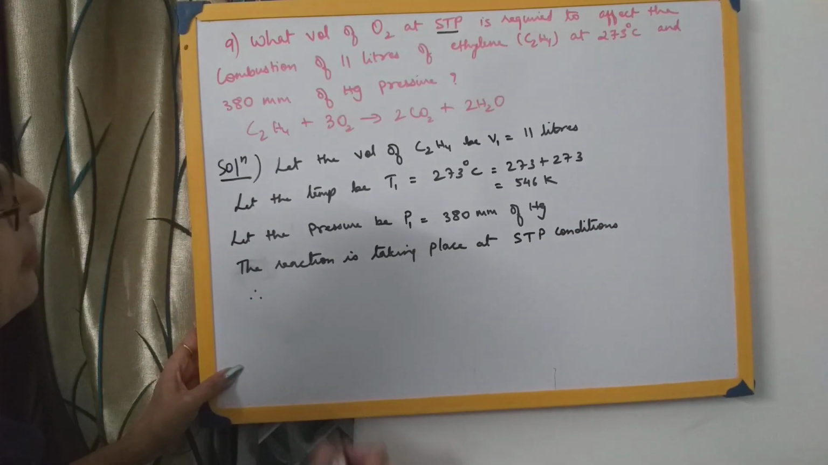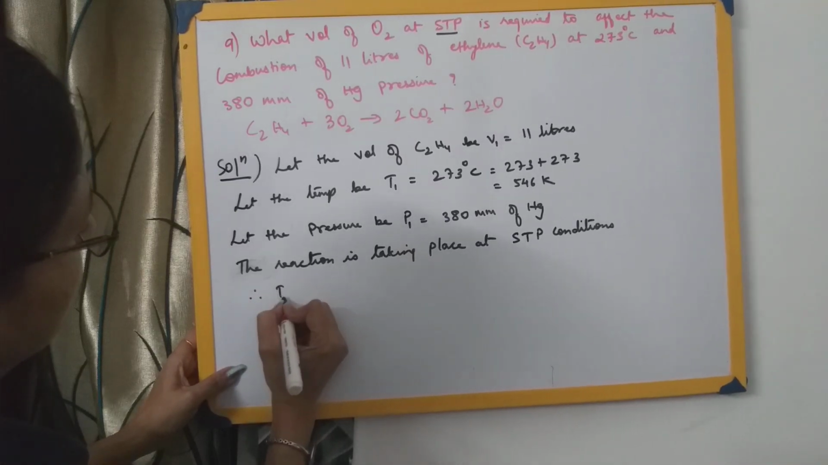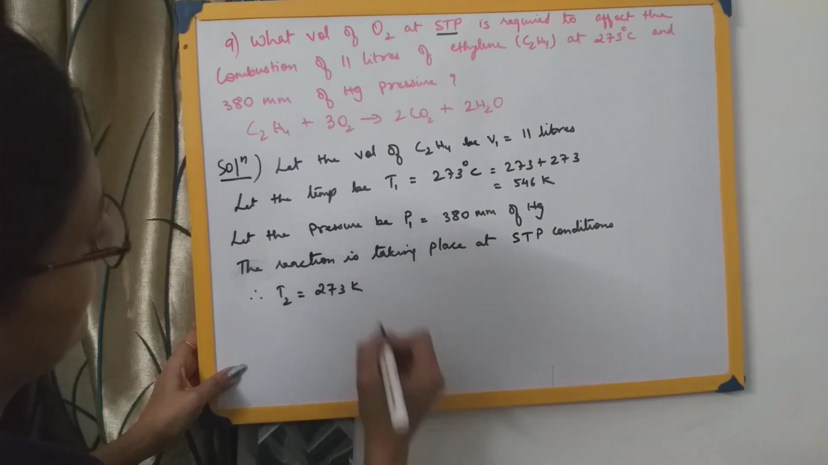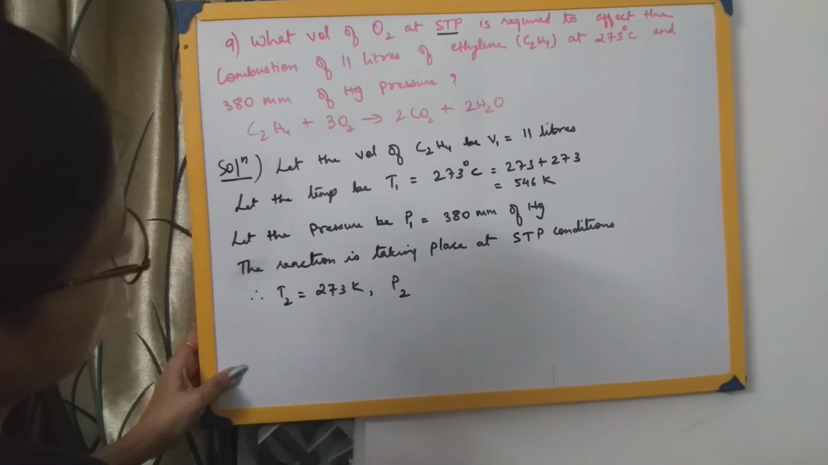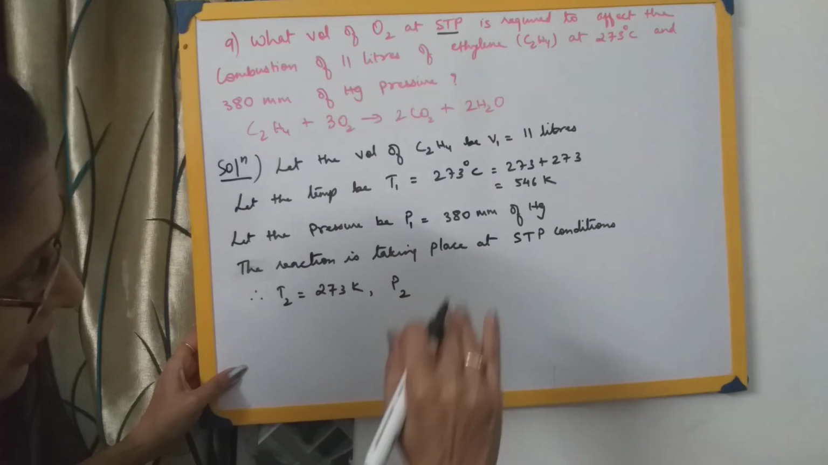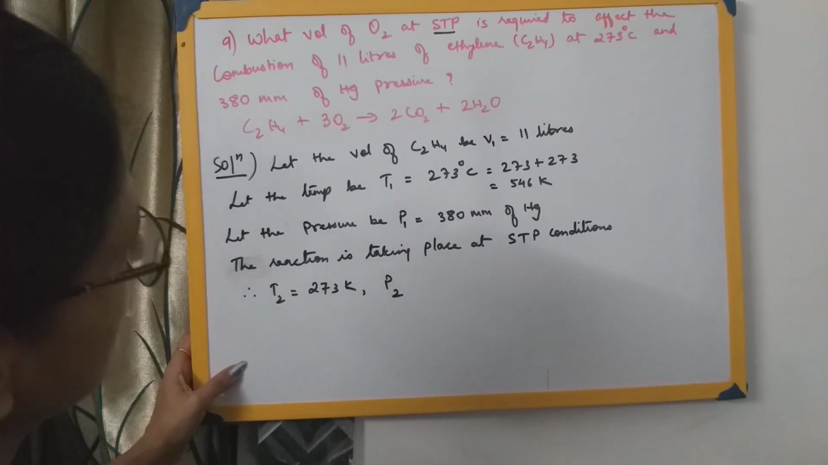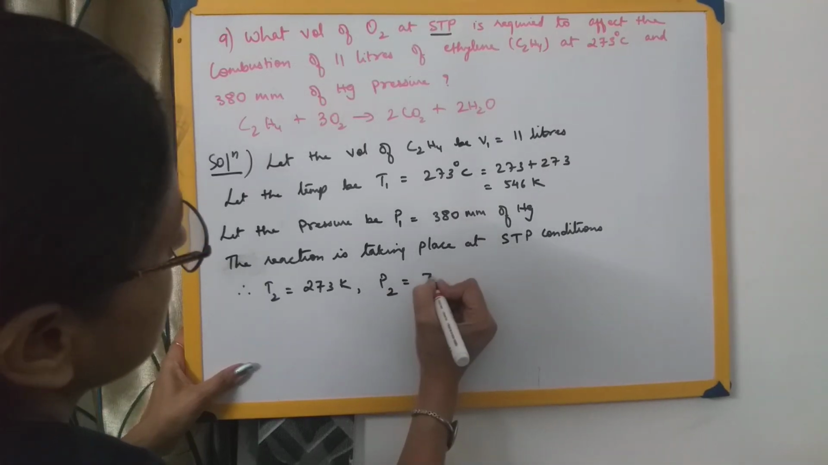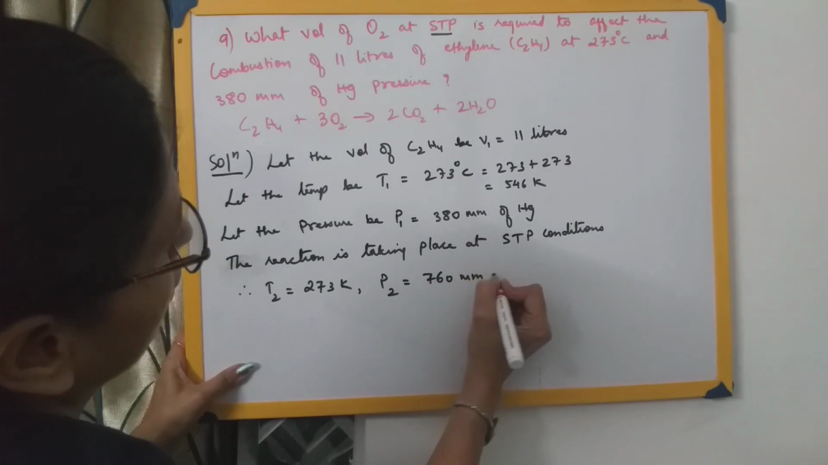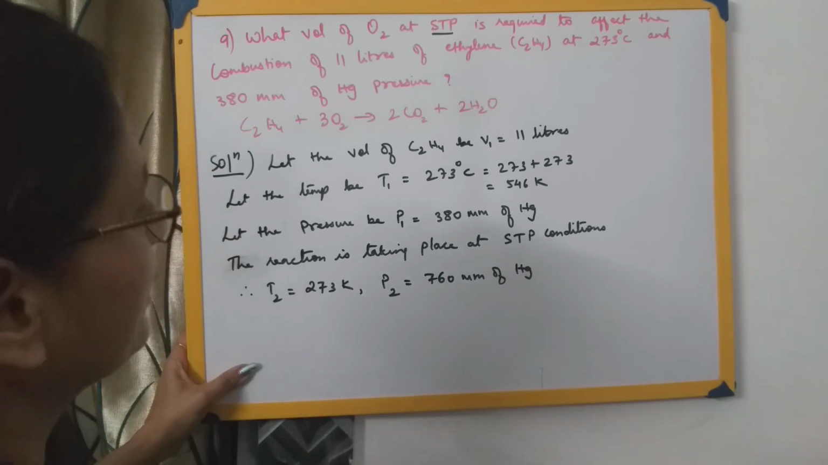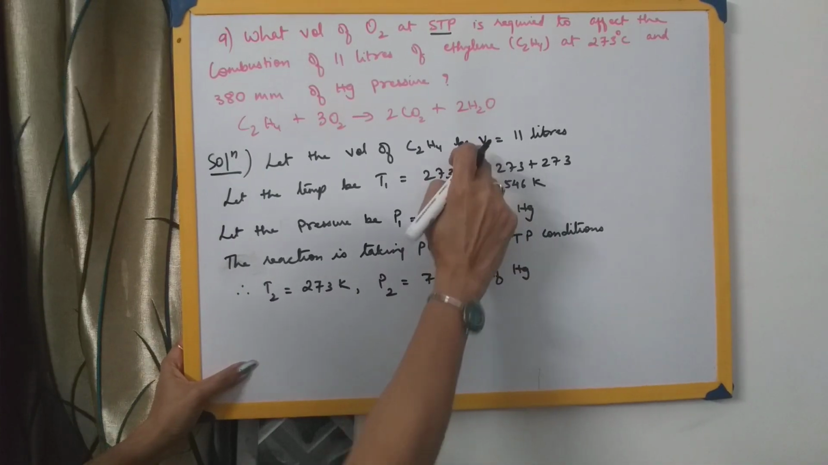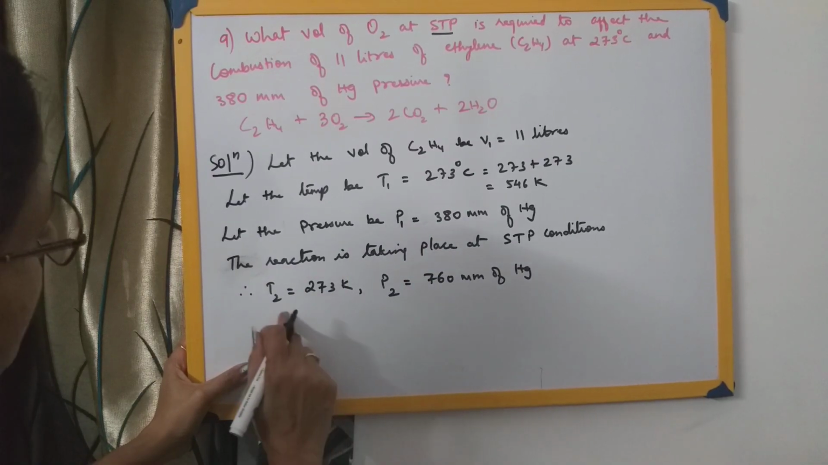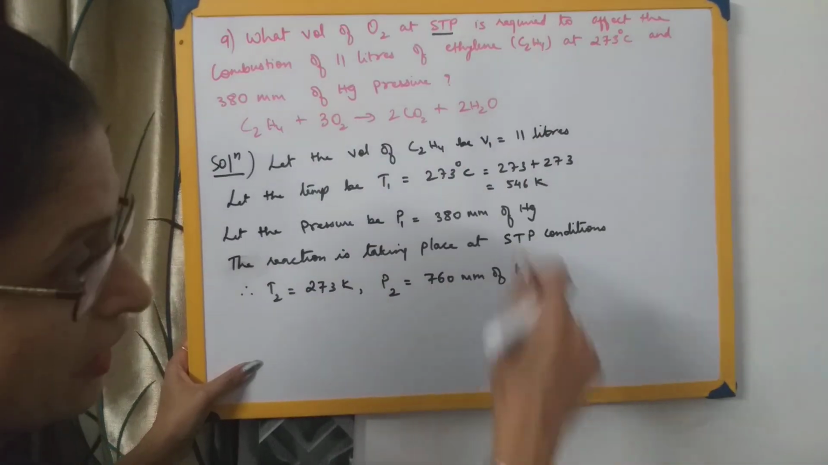Therefore your T2 will be 273 Kelvin and P2, I don't have much space on the board, so I am writing it in this way. So P2 will be what? That is 760 mm of Hg. Now look carefully at what we have got. We have got V1, T1, P1, P2 and T2. All these parameters are known to us.